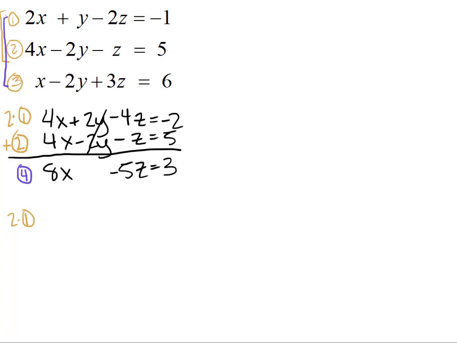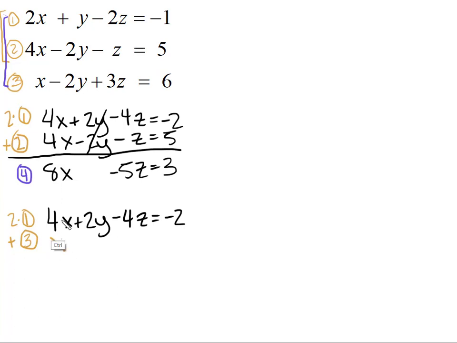So I'm just going to rewrite the numbers here. I know we already did this a second ago. 4x plus 2y minus 4z equals negative 2. So it's the same equation we got here. But this time we're going to add equation 3 to it. So we're going to do plus equation 3. And we didn't have to modify equation 3. We'll already have a negative 2y.